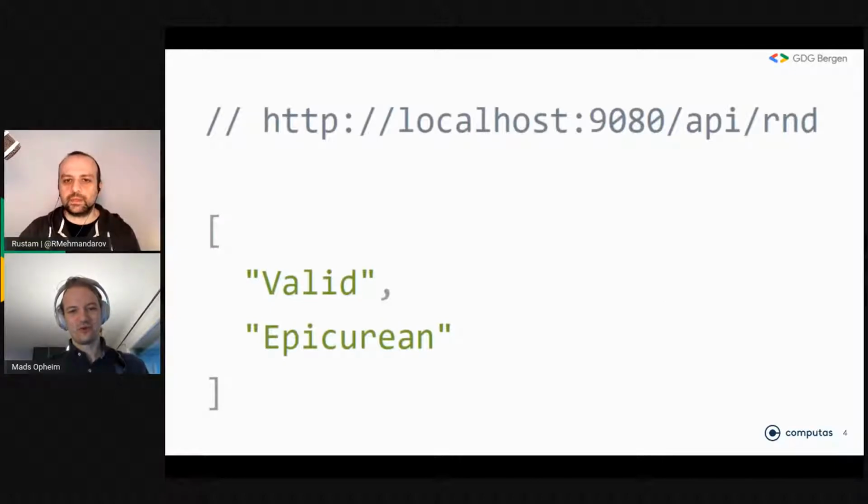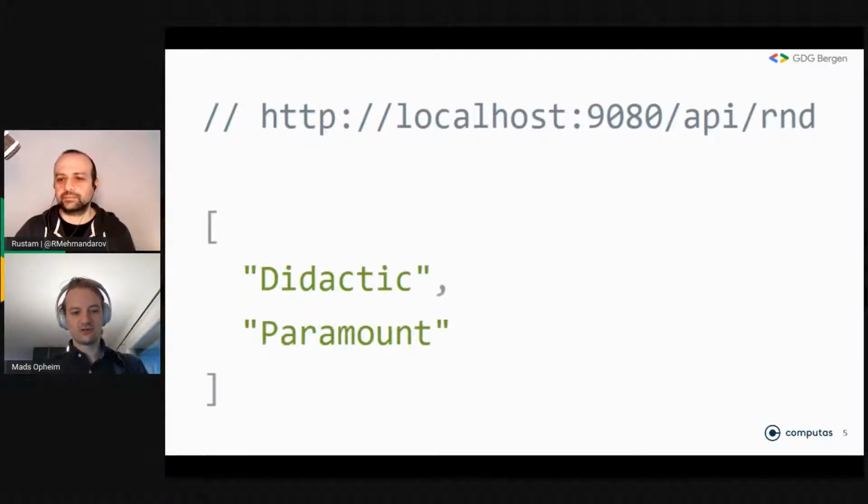Yeah. So we expose this endpoint, and if you invoke this endpoint, you get, for instance, valid Epicurean. Or if you invoke it again, you get totally different words, like this. So this is like the entire application we want running somewhere. And for now, notice that it says localhost up there. Just to mention it, you'll see why I'm mentioning it now.